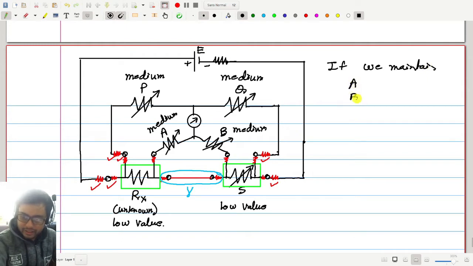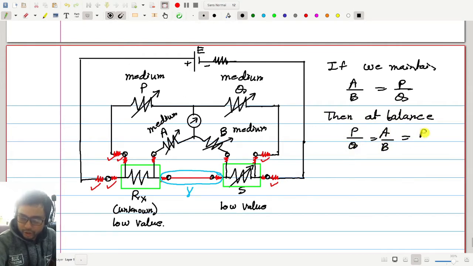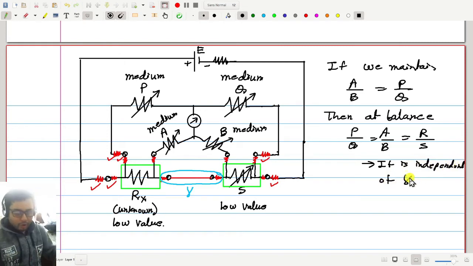So here, if we maintain A by B equal to, once again please, A by B equal to P by Q, then at balance P by Q equal to A by B will also be equal to R by S, and it is independent of gamma. So all problems are solved. Yes, now you say what you wanted to ask.